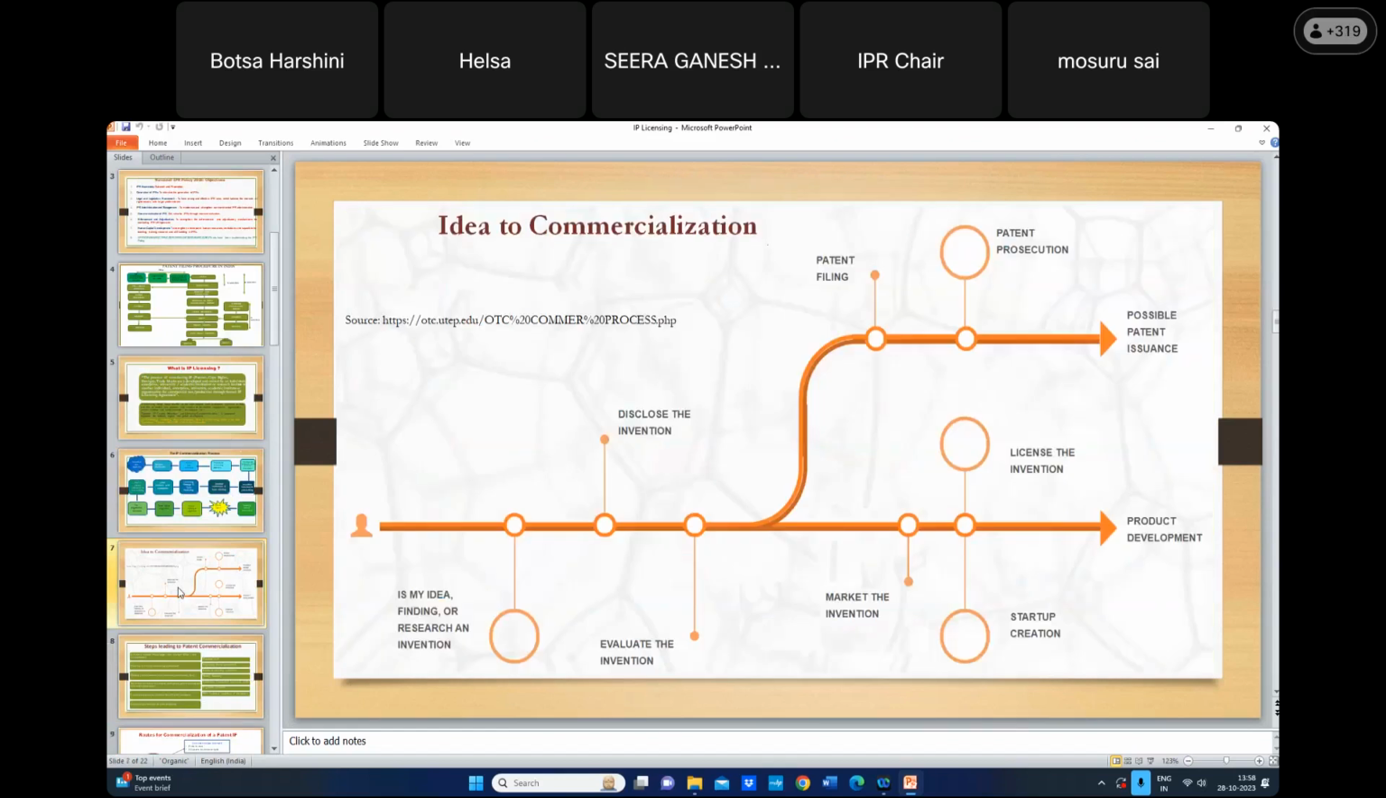So the same thing we are shown here is that, first and foremost, from the idea to commercialization, what are all the steps involved? Is my idea, finding or research, an invention? Invention, what do you mean by invention? Invention has already been defined under Section 2 of the Indian Patent Act. Invention means it should be novel, there should be an inventive step, and it should have industrial application. If all three parameters are fulfilled, then only we call it an invention.